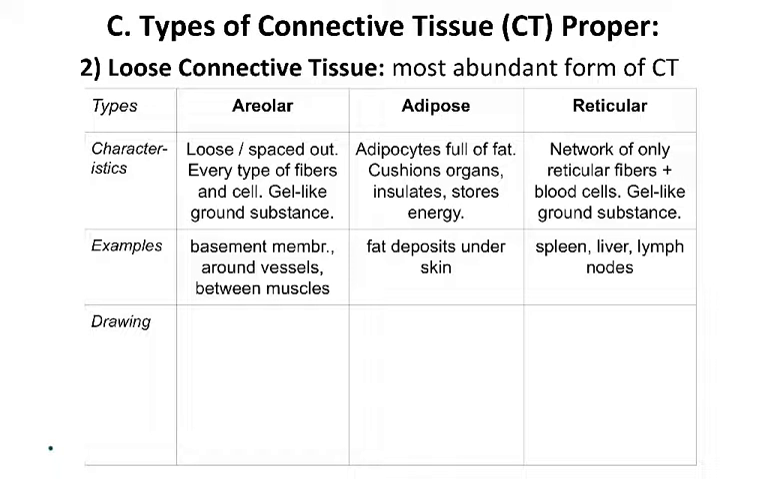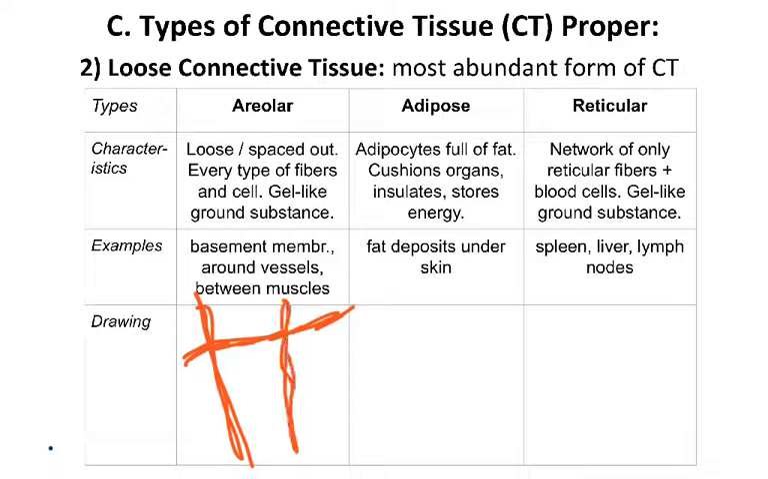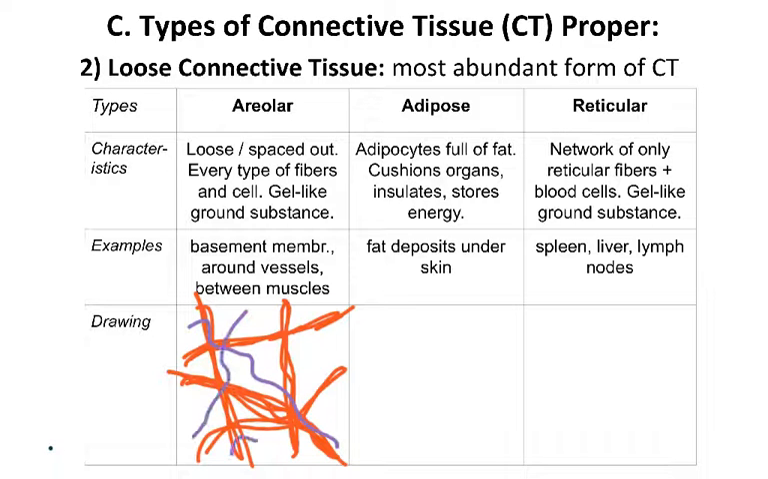So areolar is like dense irregular in that there's collagen fibers, but they're much more openly spaced out than what they were in the dense tissue pictures. So you only need a few collagen fibers. You want a few elastic fibers striping across, and then you want a few cells poking their way through. And that's it. Now I'm going to sketch adipose.